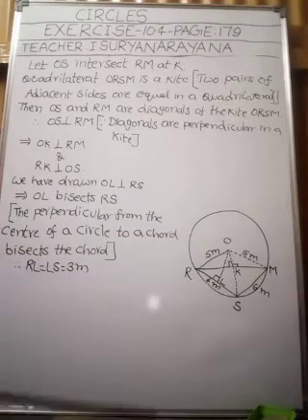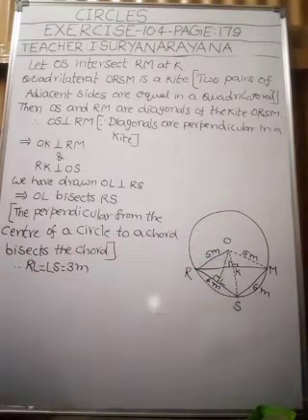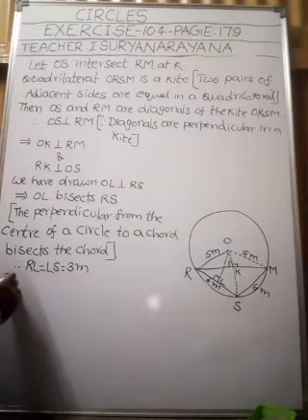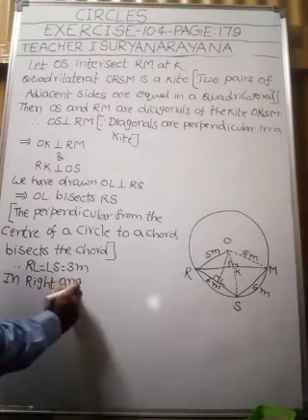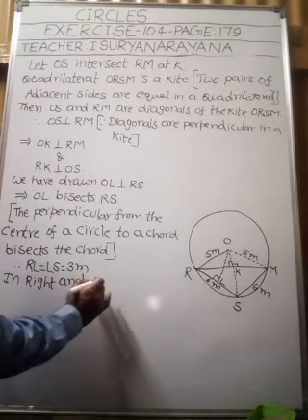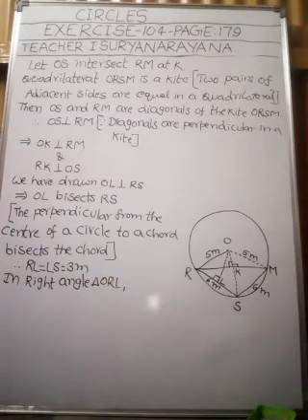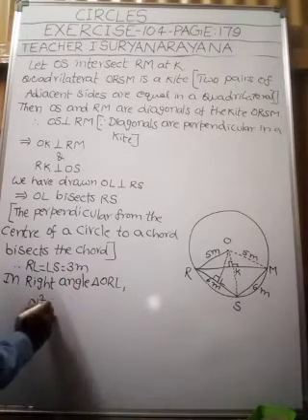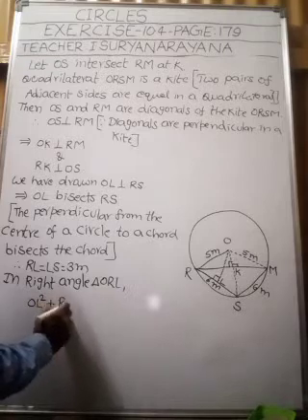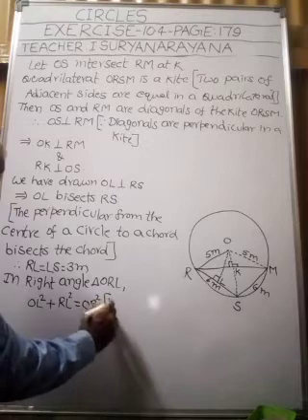Right. Now, if you observe, this is a right angle triangle. Yes or no, my children? This is right angle triangle ORL. In right angle triangle ORL, let us use the Pythagoras theorem: OL square plus RL square is equal to OR square by Pythagoras theorem.